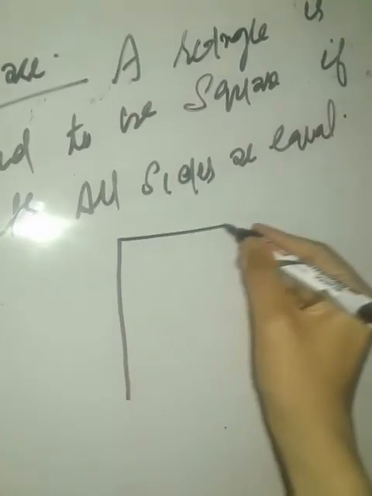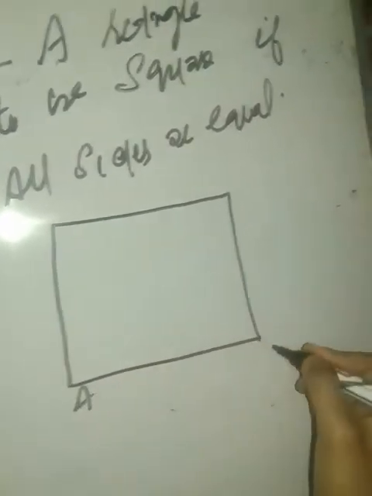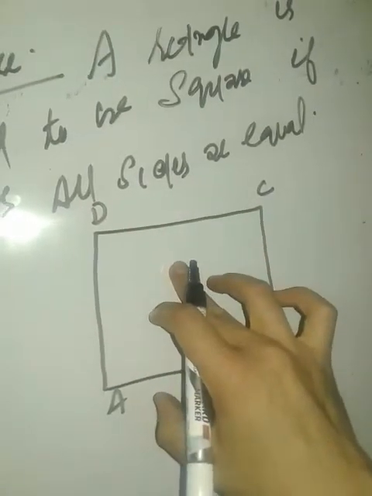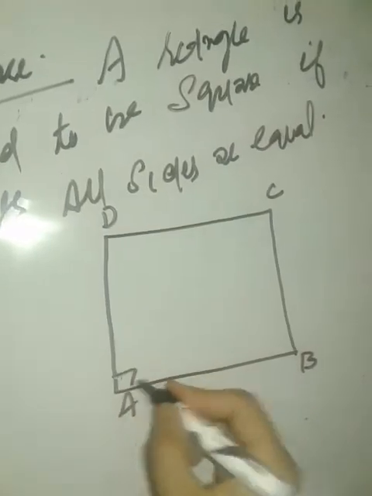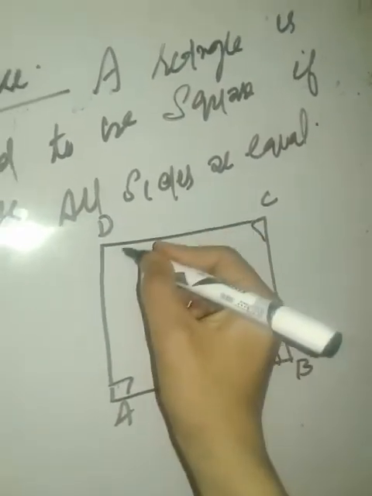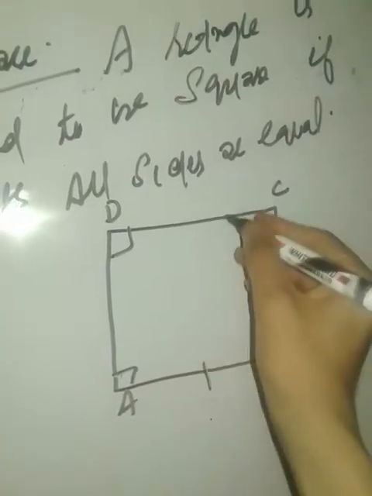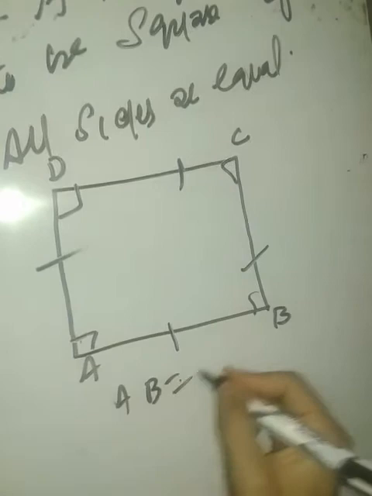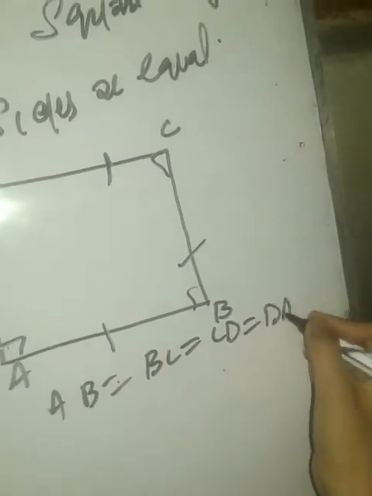If you look, this is a square, this is a rectangle, this is also a rectangle. Is it? Of course it is. What is a rectangle? A rectangle is a parallelogram, opposite sides parallel, and each angle is 90. Each angle is 90 here also, but here the special property is that every side of this square is equal: AB equals BC equals CD equals DA.